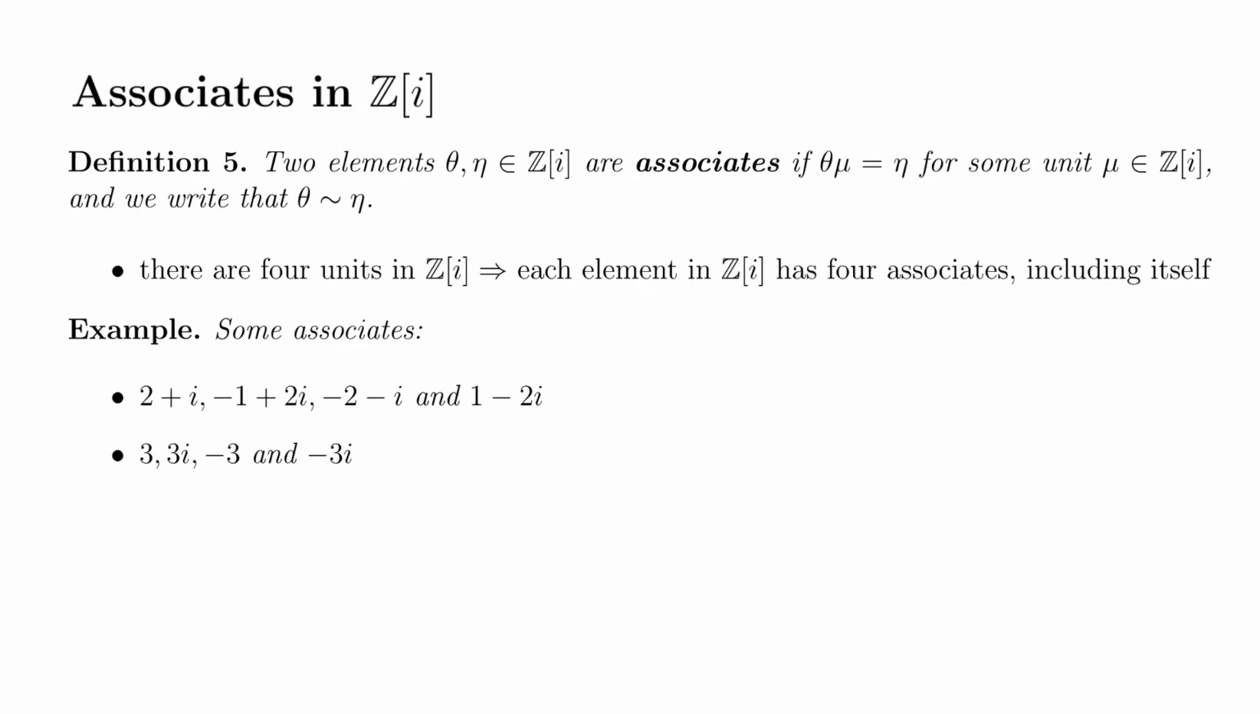We've looked at associates a little bit in class, but we'll redefine them a little bit differently here by saying that 2 elements, eta and theta, are associates if there exists some unit mu such that mu theta is equal to eta. Since there are 4 units in Z adjoin i, each element has 4 associates, including itself. Some examples are here. The associates of 2 plus i are itself, negative 1 plus 2i, negative 2 minus i, and 1 minus 2i. And the same process can be repeated for 3.